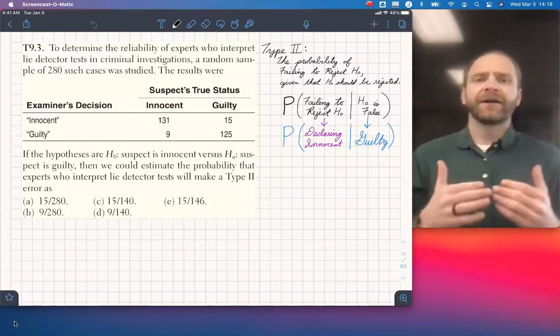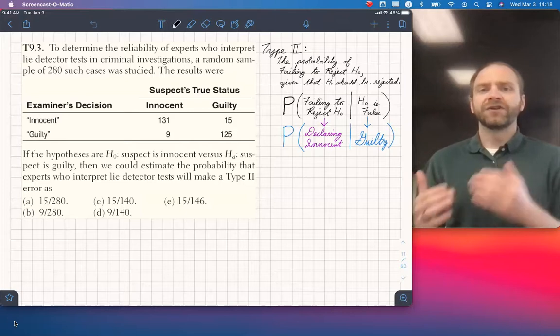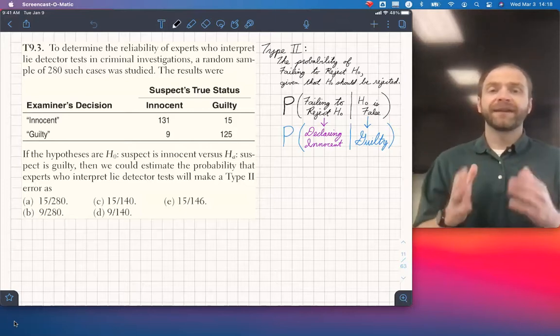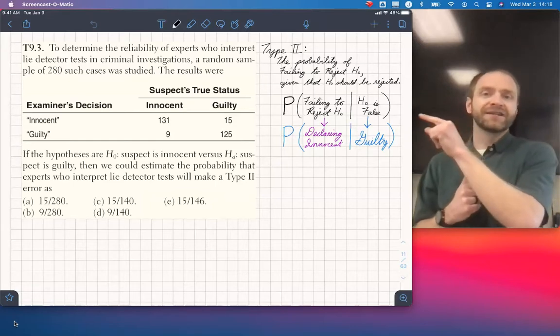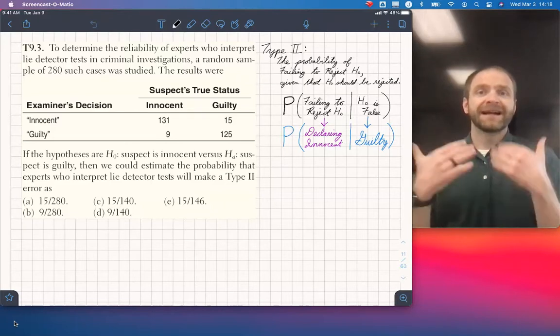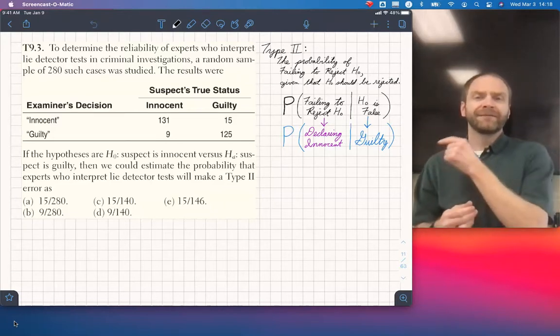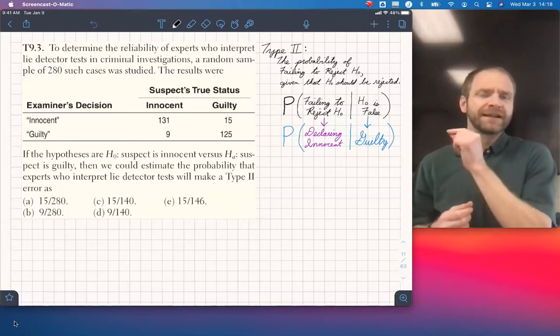A type 2 error says the probability of failing to reject the null given that the null should have been rejected. And what that means is, if you look at the first part here in black, it's the probability of failing to reject the null given that the null is false. Well, let's put that in context. That's the probability of declaring someone innocent when they're truly guilty.